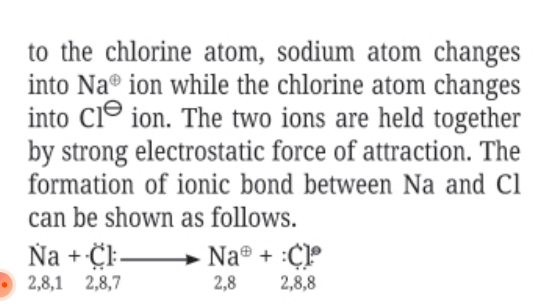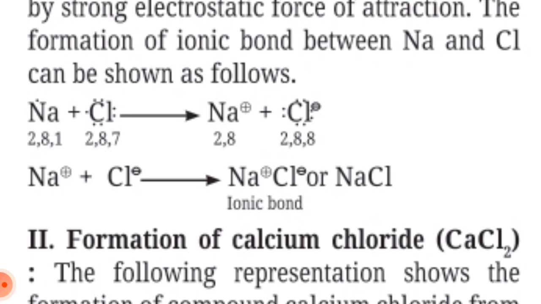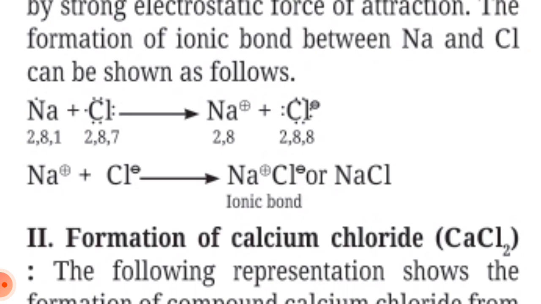Sodium reacts with chlorine to form Na+ Cl-. Sodium is 2,8,1, chlorine is 2,8,7. Sodium gives one electron to chlorine and forms Na+. Chlorine forms an anion, and the number of electrons in its valence shell is 2,8,8. Na+ and Cl- combine with the help of an ionic bond to form NaCl.